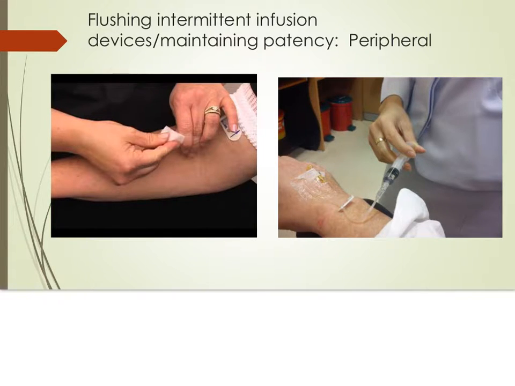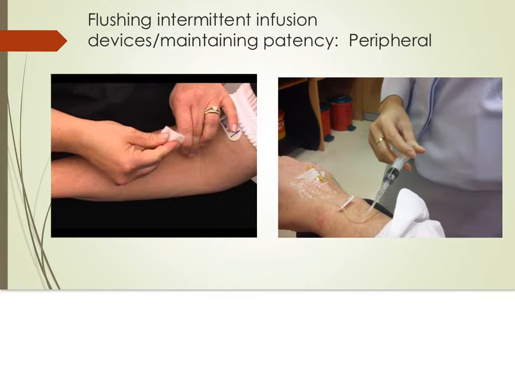Aspiration involves pulling back slightly on the plunger until blood is seen entering the cannula. Aspiration is not a reliable indicator of patency because if blood is not seen, this in itself is not evidence that the IV site is no longer patent. In addition, if the blood enters the intermittent infusion device, the device becomes contaminated and must be changed.